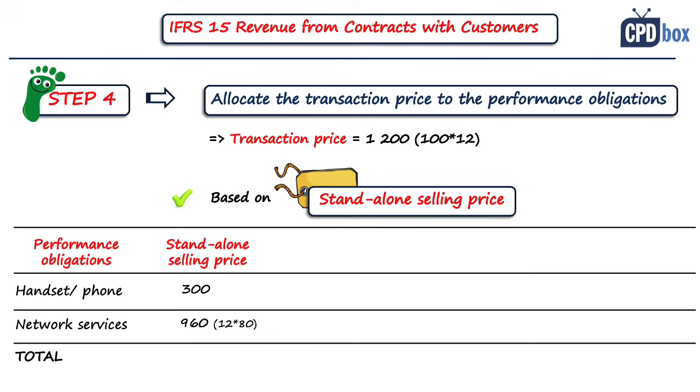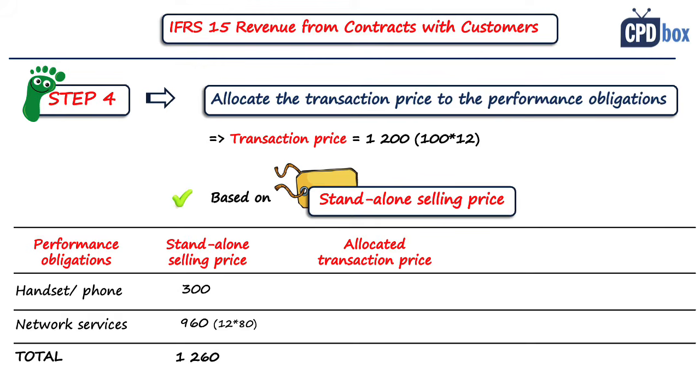And the total of standalone selling prices is therefore 1,260. Now, once we have that in the table, we can allocate the transaction price of 1,200 to the handset and network services based on standalone selling prices.